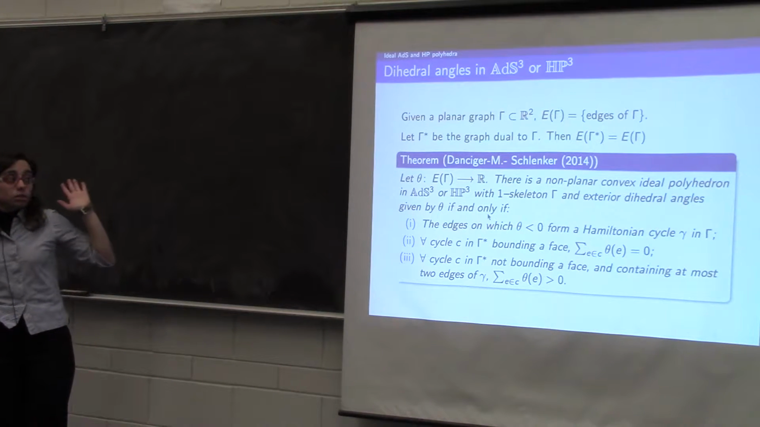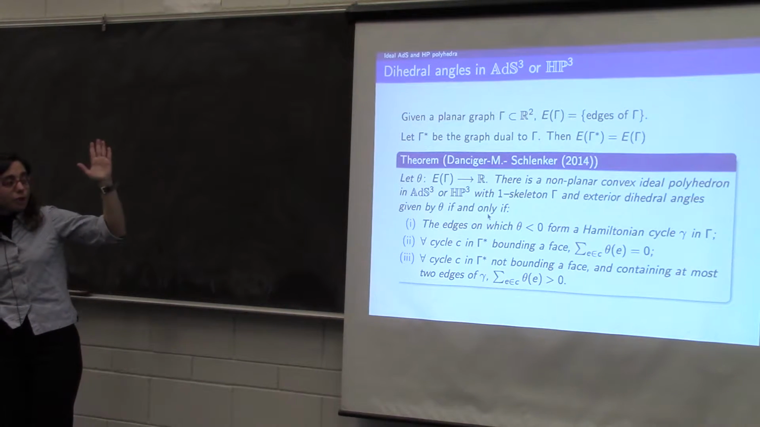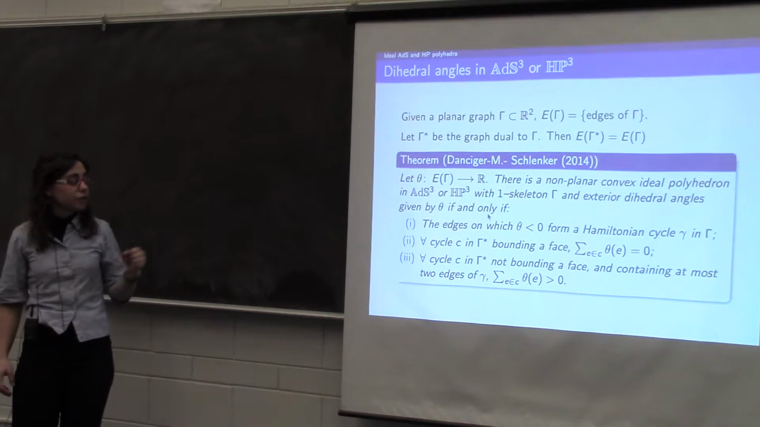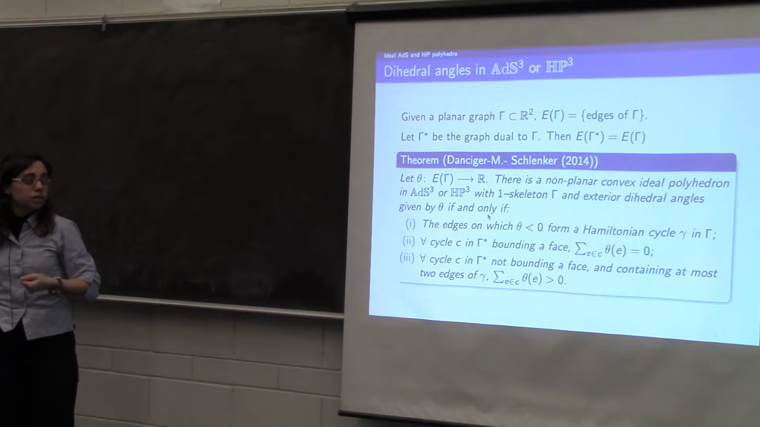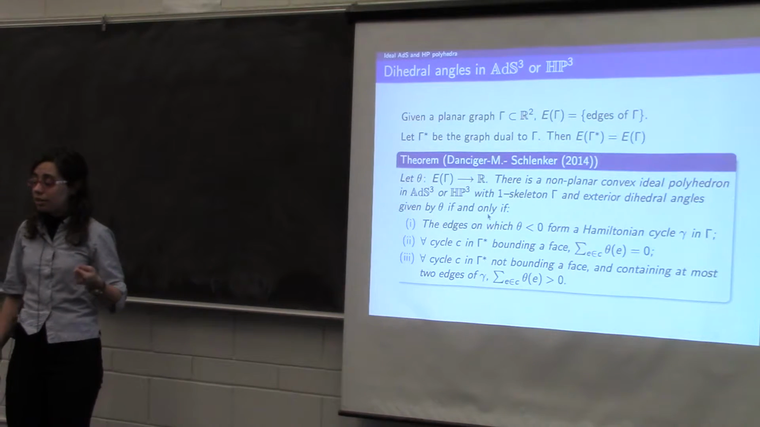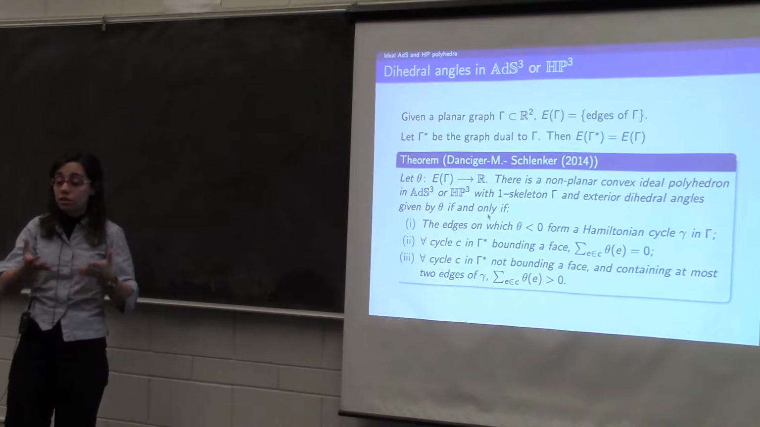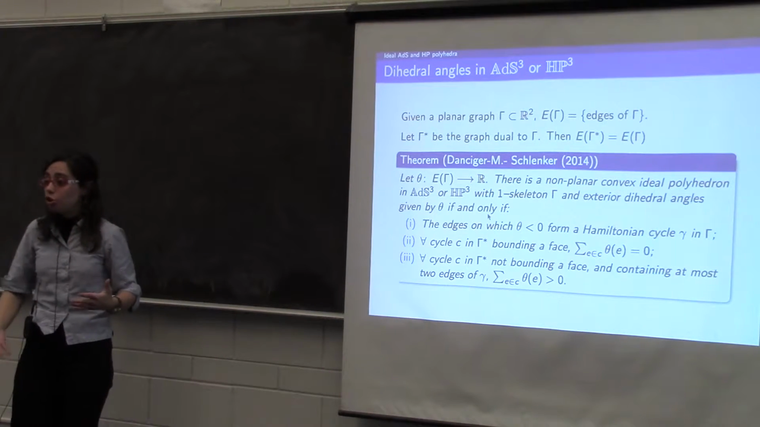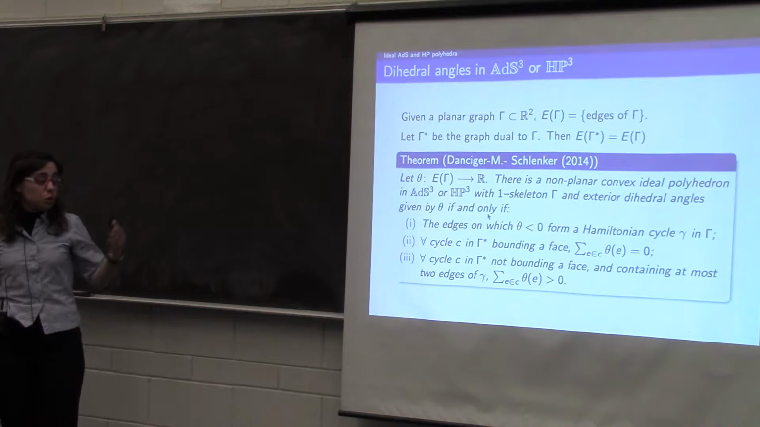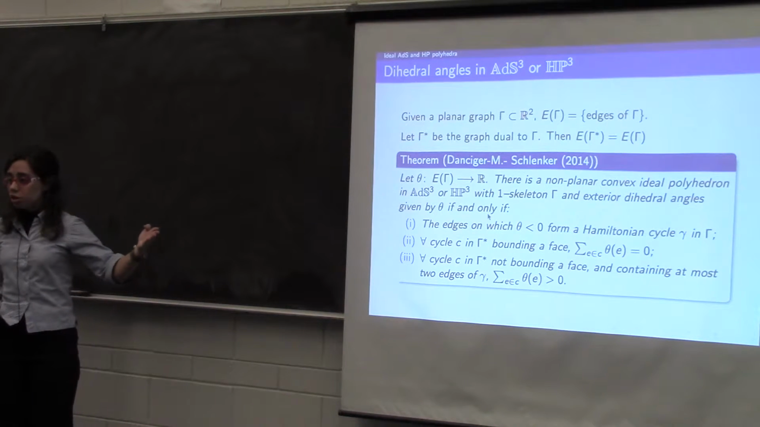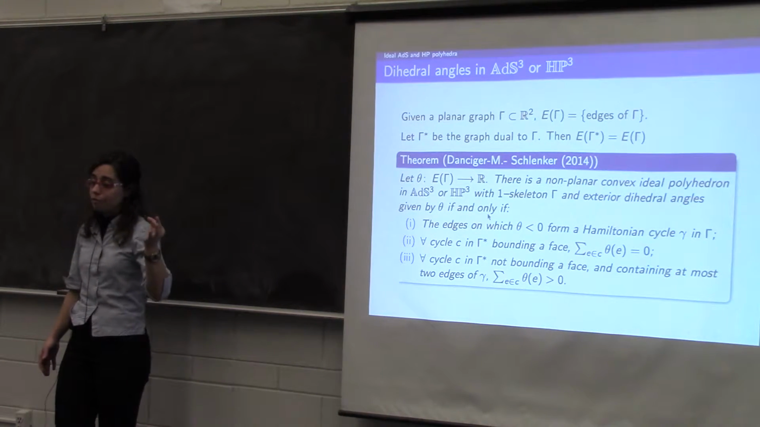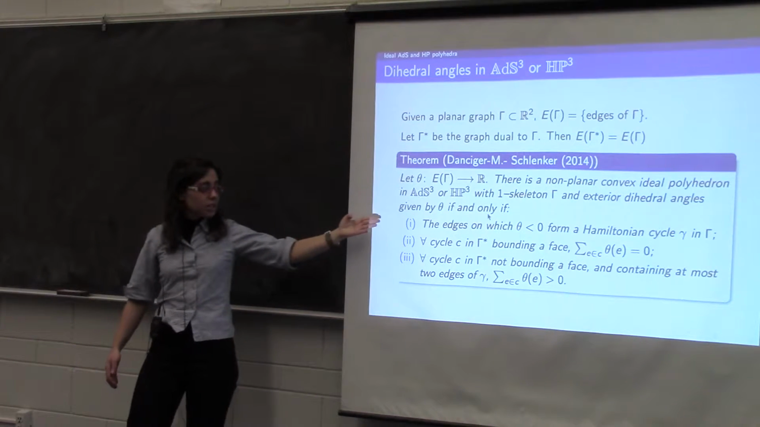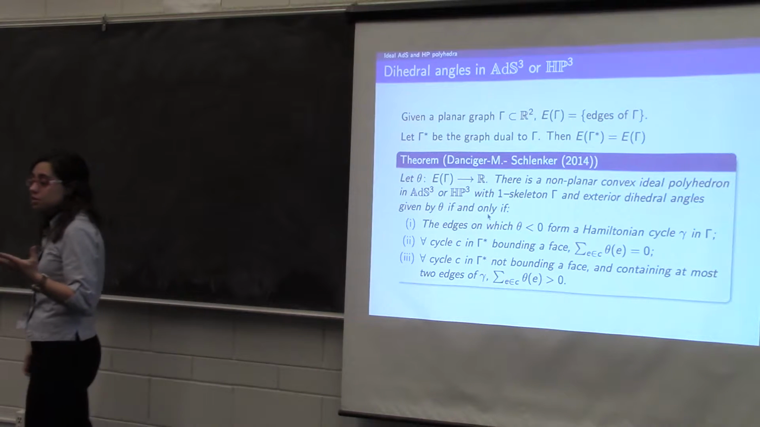Exactly the same. We have a graph, we have the set of edges. We look at the dual graph, and then we assign a number to each edge, and this assignment corresponds to an ideal polyhedron in this new geometry. So we will have exactly the three conditions as before. The first one is convexity, and it is the convexity that gives you the Hamiltonian cycle.